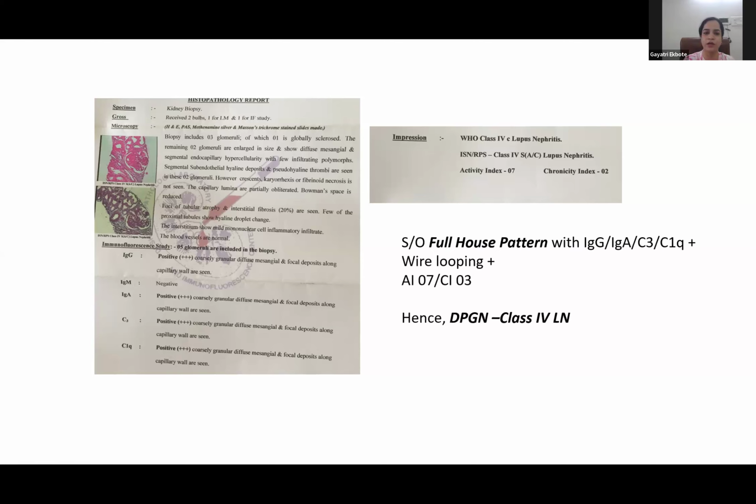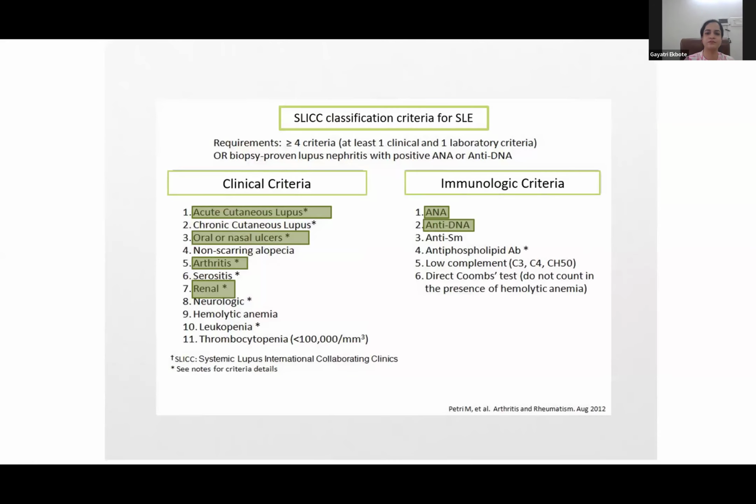If you can see nicely, you can see the immunoglobulin deposition with some complement deposition in the kidney biopsy report. And what is class 4 lupus nephritis? This is diffuse proliferative glomerulonephritis. So the patient basically had both rheumatoid arthritis and lupus nephritis. This kidney biopsy is typically suggestive of a full house pattern with immunoglobulin deposition with wire looping. So basically, the patient also had DPGN class 4 lupus nephritis.